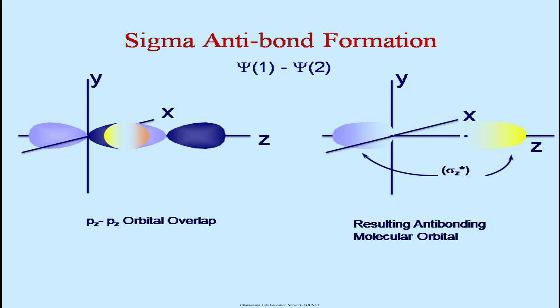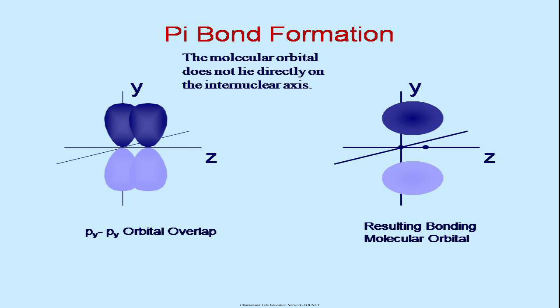Some features of anti-bonding orbitals are that they possess higher energy than the atomic orbitals from which they form. The probability of finding an electron in between the nuclei is negligible, and electron density is concentrated at one nucleus at a particular time.